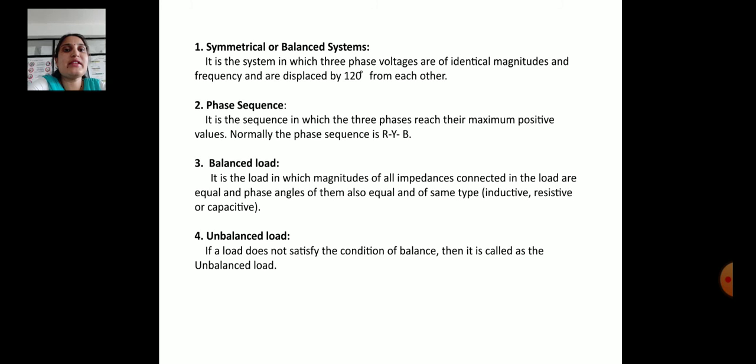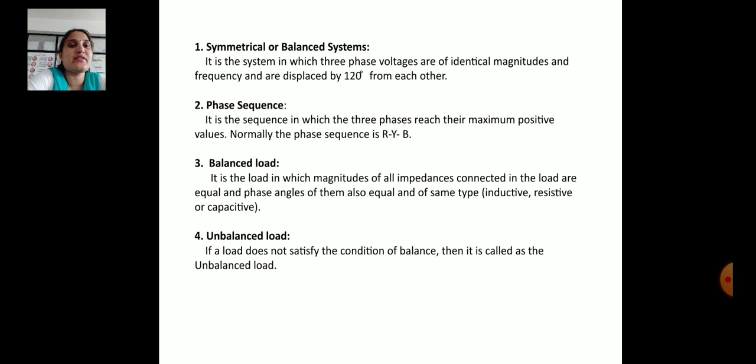Now second is the phase sequence. Phase sequence is the sequence in which the three phases reach their maximum positive value. Normally the phase sequence is R, Y, B. The direction of rotation of a three-phase machine depends on this phase sequence. If the phase sequence changes, then the direction of rotation reverses. Normally if your phase sequence is R, Y, B and your motor rotates in the clockwise direction, but I can interchange two phases, that is Y and B.